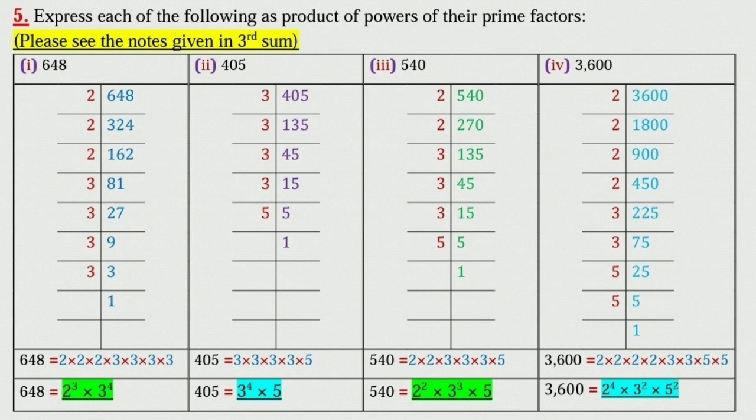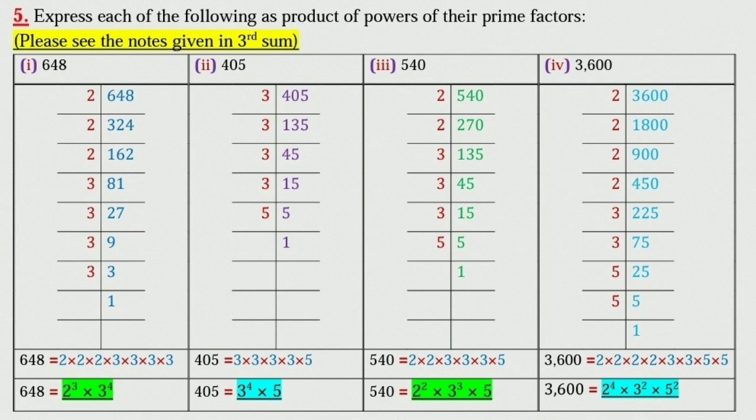So divide it by 3, we get 27. Again divide by 3, we get 9. Again divide by 3, we get 3. And divide by 3, we get 1. So the prime factorization of 648 is 2 into 2 into 2 into 3 into 3 into 3 into 3. In short, 2 raised to 3 into 3 raised to 4.